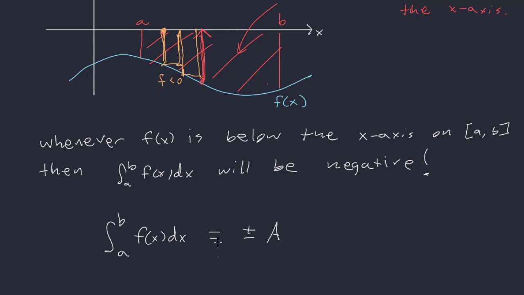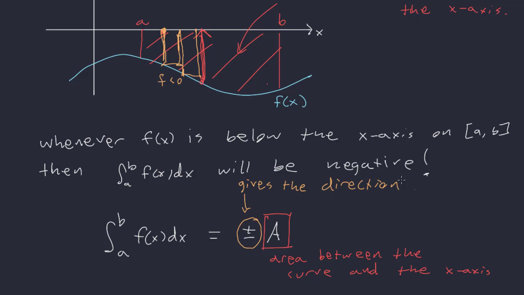Okay, so to write this, your definite integral is always going to give you two pieces of information. It's going to give you the magnitude A, and that's the actual area between the curve and the x-axis, while the sign, plus or minus, gives the direction. Right? Are we above or below the x-axis?